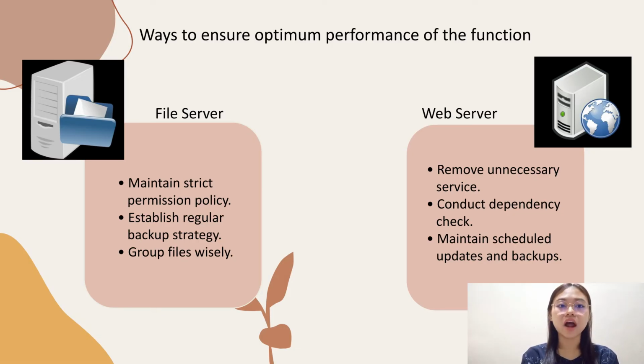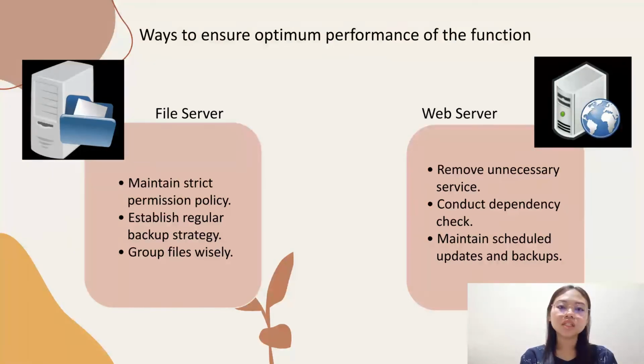On top of that, there are a few ways to ensure optimum performance of file server in serving its function. Firstly, maintain a strict permission policy. Permission policy is used to determine how deep employees and clients can access an existing file folder in the file server. Hence, user can only have full access to create new files in the file server, but need permission from the creator of the files before editing, viewing, and deleting any existing files.